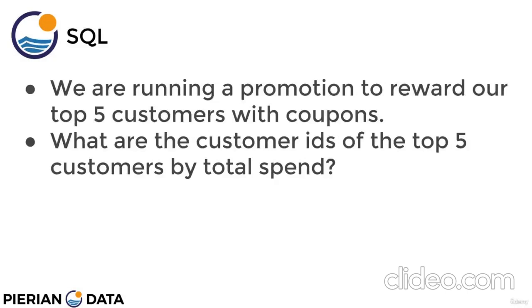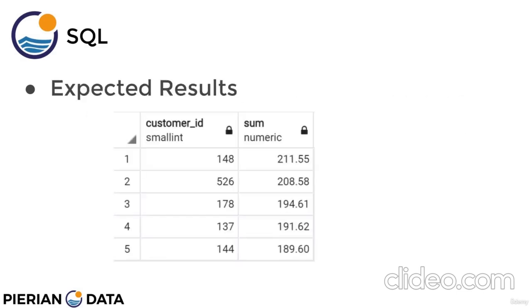And here's our last challenge. We're running a promotion to reward our top 5 customers with coupons. What are the customer IDs of the top 5 customers based off total expenditure or total spend? That is the actual dollar amount. All right, here's the expected result. So the expected results are these 5 customer IDs, and here are their total amount expenditures. This should feel pretty familiar. We did something very similar to this during the actual lectures.